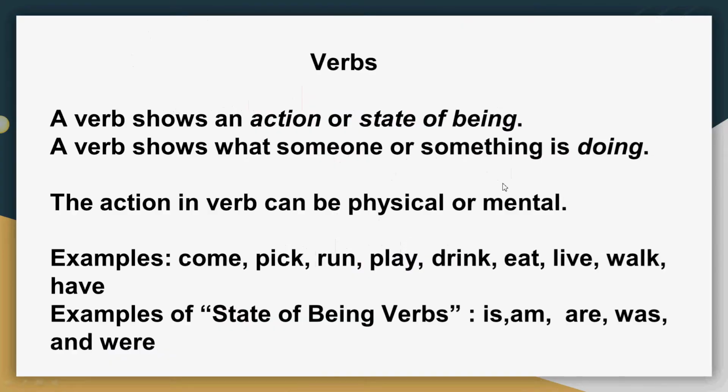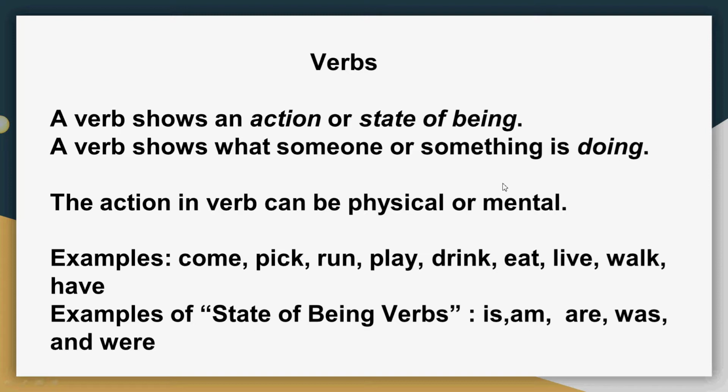Verb is the most important part of speech because a sentence cannot exist without a verb. A verb shows an action or state of being. A verb shows what someone or something is doing. So basically, a verb is a doing word, a word which depicts that some action is going on. That word is known as a verb. So recognition of a verb is very important in understanding the meaning of the sentence.